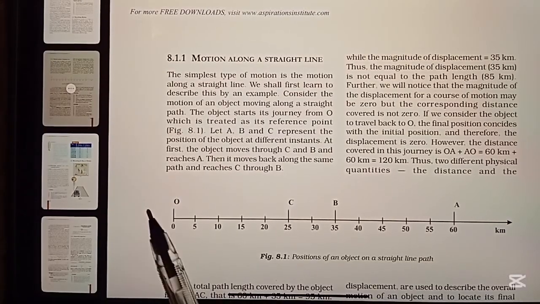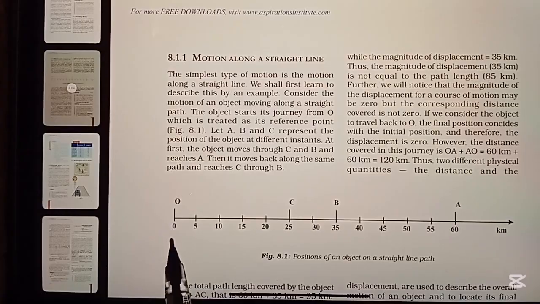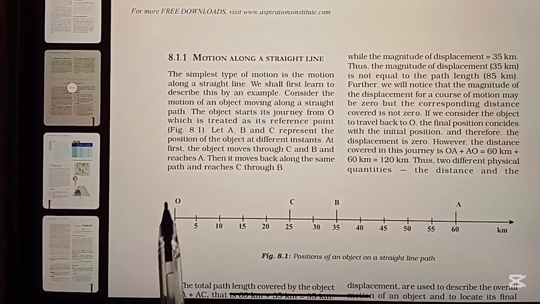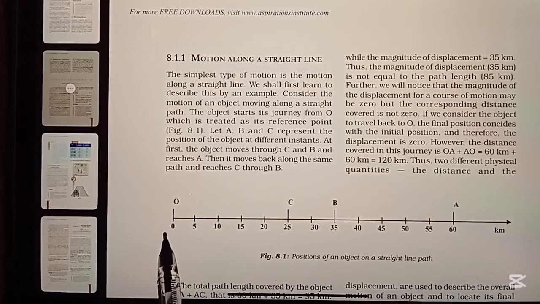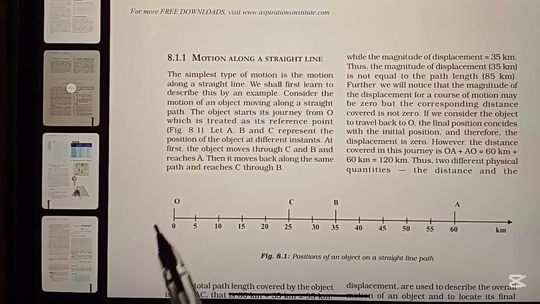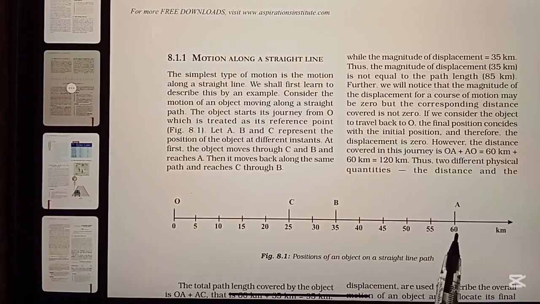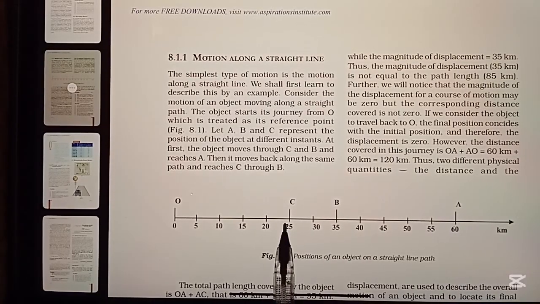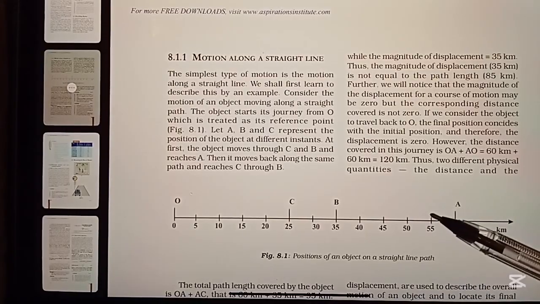Suppose this is a line and this is O. O is the reference point from which the motion starts, the place at which the object was in the first, or it is called the initial point. Now there are three final points of the object. The object moved all the way till A, came back to B, and then again to C. So these are the places where the object was.